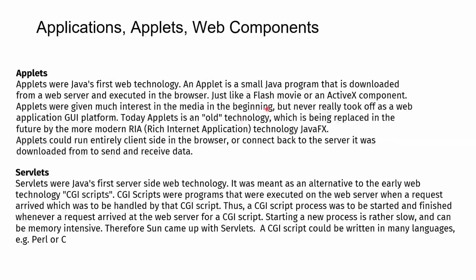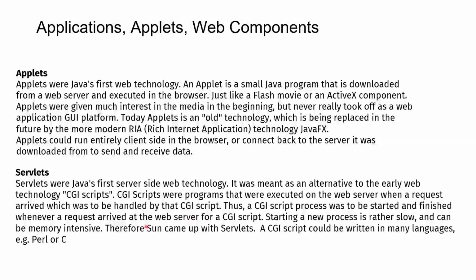The Java applet is considered to be Java's first web technology. It's actually a Java class that is downloaded and executed within a browser. So it was something like a video or ActiveX component. It got a lot of attention. Applets could run entirely client-side or connect back to the server. It was downloaded from a server and it was a send and receive data type of client.